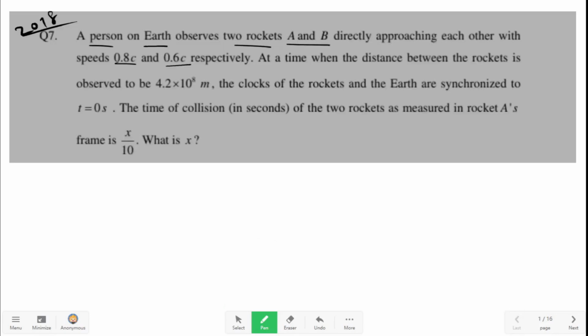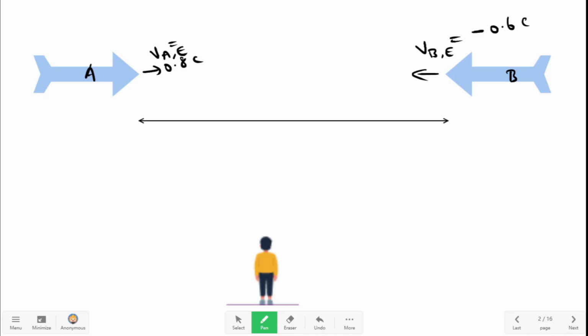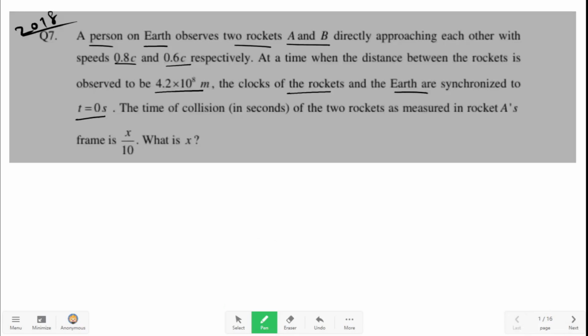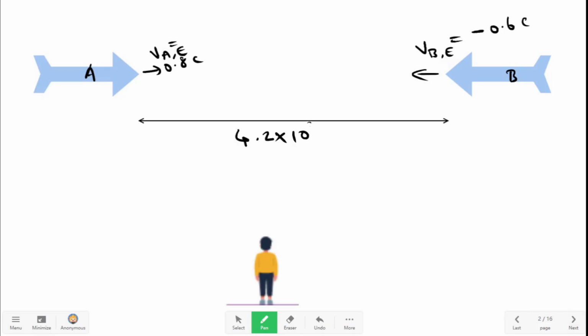Now at a time when the distance between the rockets is observed to be 4.2 into 10 raised to 8 meter, the clocks of the rockets and Earth are synchronized to t equal to 0. So the distance between rockets A and B is 4.2 into 10 raised to 8 meter. This is when t equal to 0 in both the clocks of rocket A and rocket B.